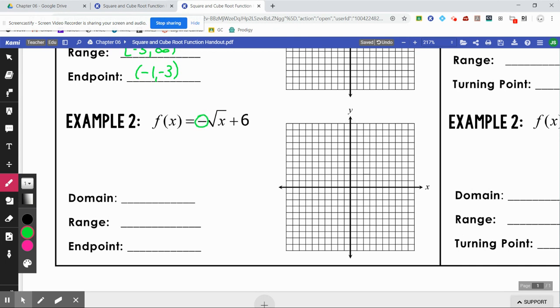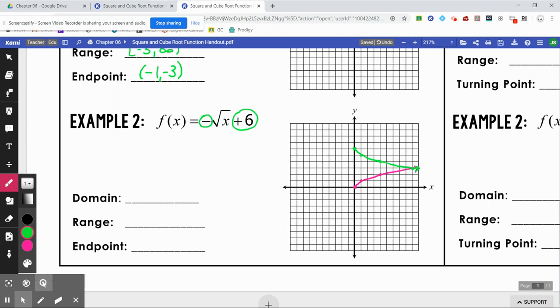Example 2, the transformations happening here from your parent function. This negative would flip it across the x-axis. That's a vertical flip, and then you'd move it up 6 units. So again, your original function would look like this. If you take every one of those points and flip it across the x-axis and then move it up 6, it would look like this. You can see those points got flipped first and then moved up.